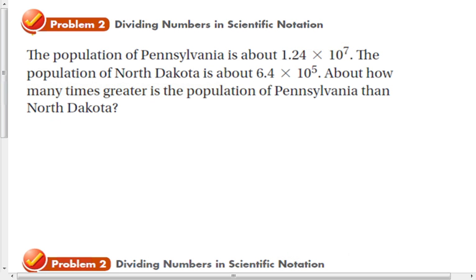All right, we can use these properties when we're in scientific notation also. Here's the problem. The population of Pennsylvania is about 1.24 times 10 to the 7th. The population of North Dakota is about 6.4 times 10 to the 5th. How many times greater is the population of Pennsylvania than North Dakota? To get that answer, we're going to divide the population of Pennsylvania by the population of North Dakota.